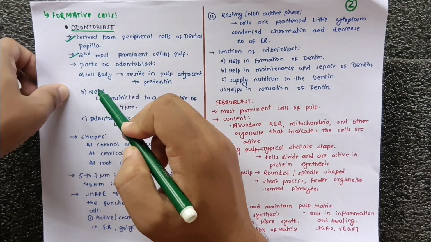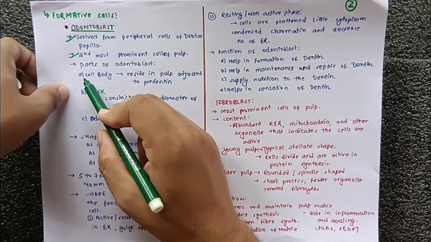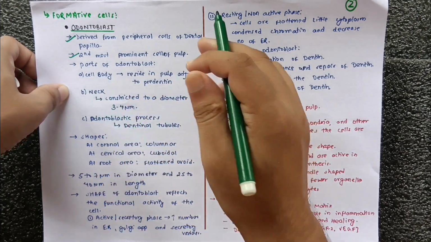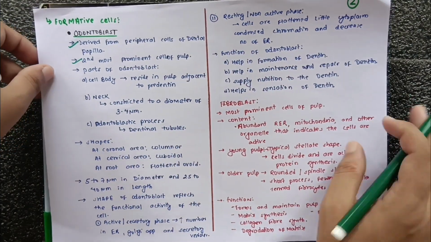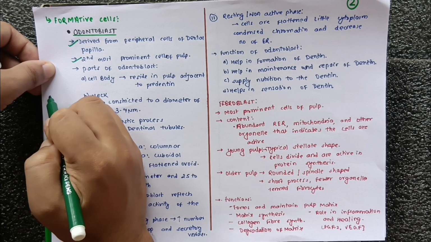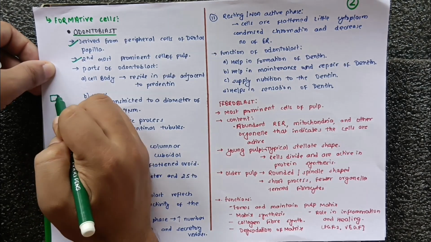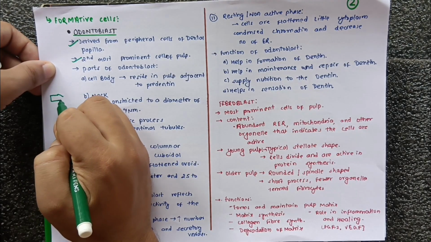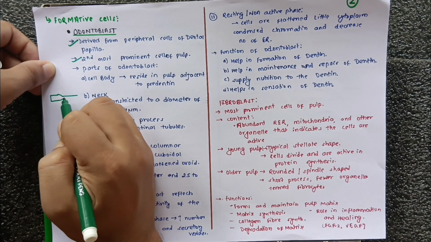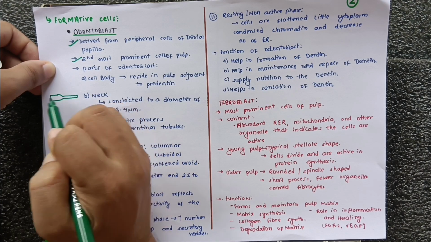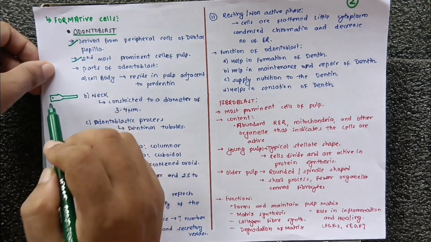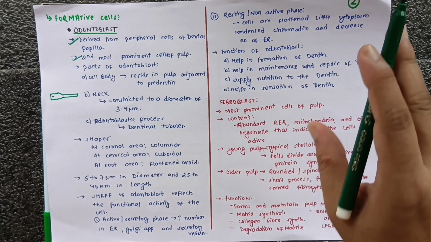Okay, and after that, the parts of the odontoblast: we have the cell body, neck, and odontoblastic process. I will draw a schematic diagram here. Just think this is an odontoblastic cell. It is constricted at the neck portion, and this is the process of the odontoblast. Here is the nucleus. So this is a proper odontoblastic cell.